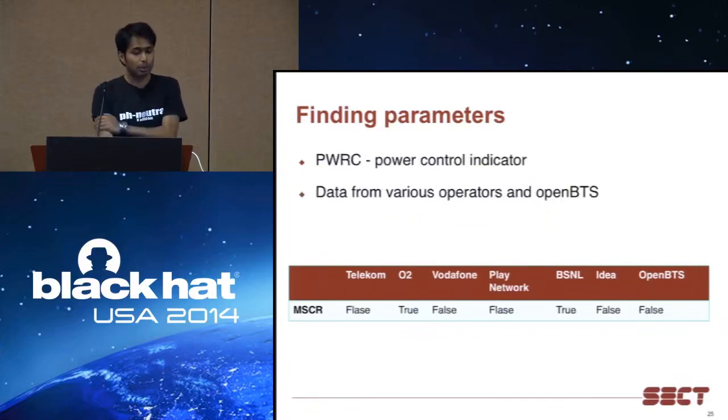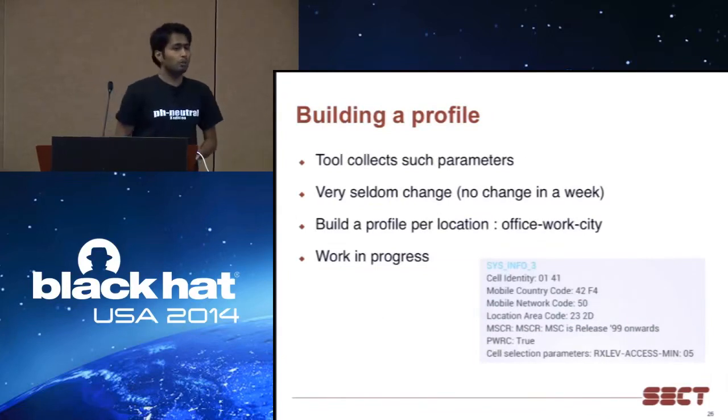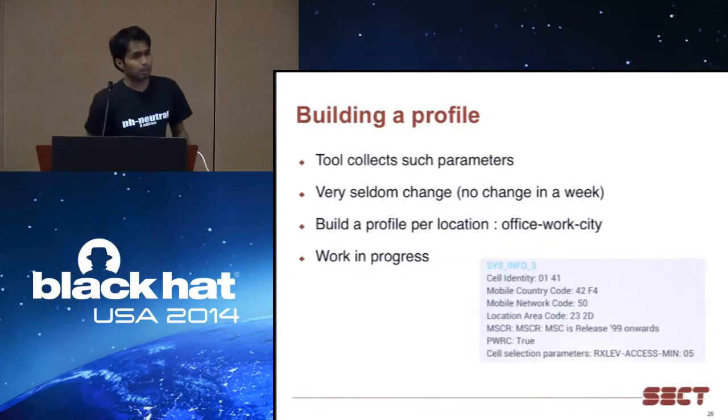The third was PWRC, which is the power control indicator, which asks the mobile phone to scan the power measurements for different surrounding base stations. So this bit is set yes or no. These are the fine details we try to capture with this app in our database. So it automatically scans all the parameters and tries to record them. So this was one more bit. And then we try to build a profile on these fine-tuned parameters.